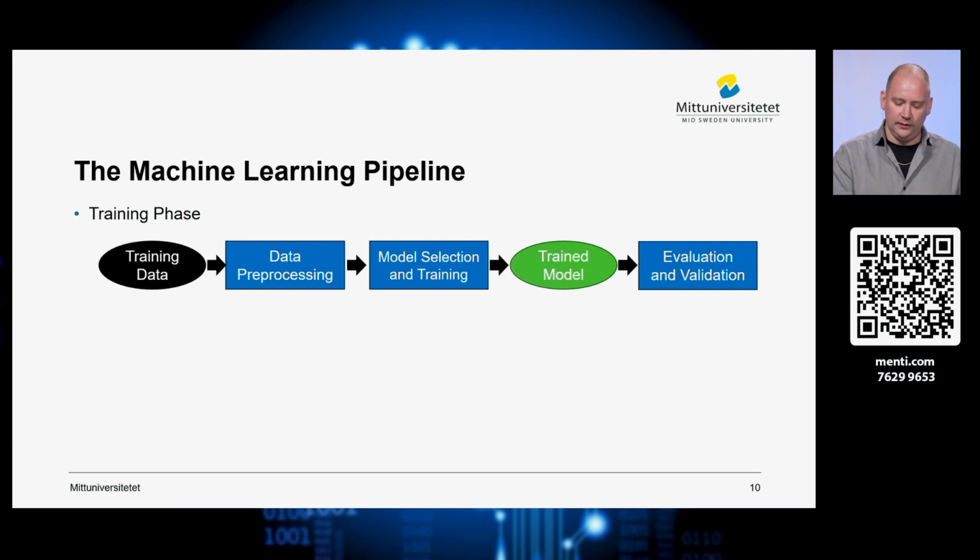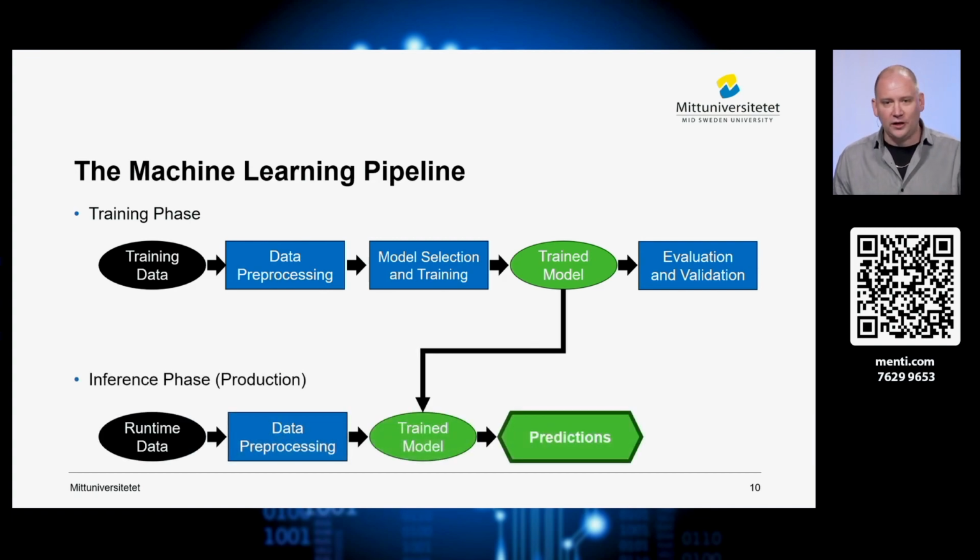And then you can take this model into the inference phase, or production. Instead of using training data, you take your runtime data, you apply the same data pre-processing so that the runtime data looks similar to the training data, and then you push it into the trained model, and the model will spit out the predictions that you're after. So this is the pipeline that is used for applied machine learning. We take the training data, pre-process it, select the model, train the model, and when that is done, we can use it in production with runtime data, apply the same data pre-processing, and then get the predictions out that we want.